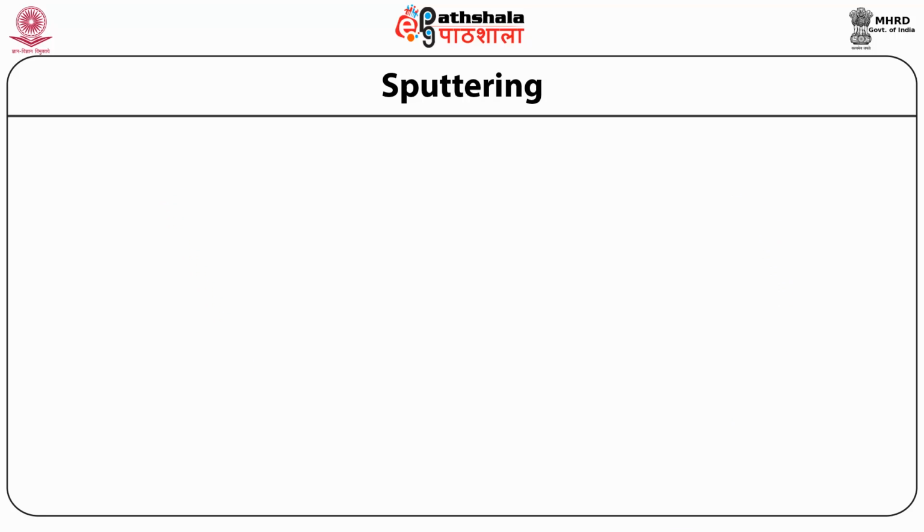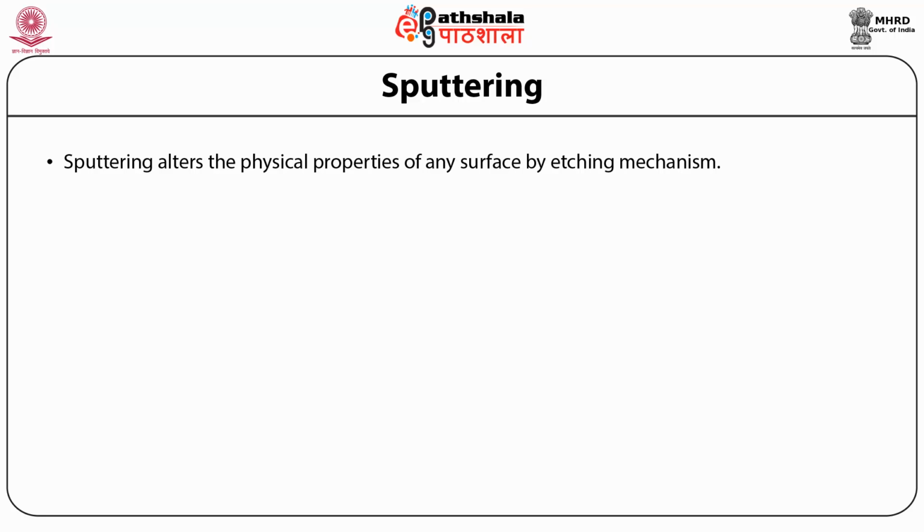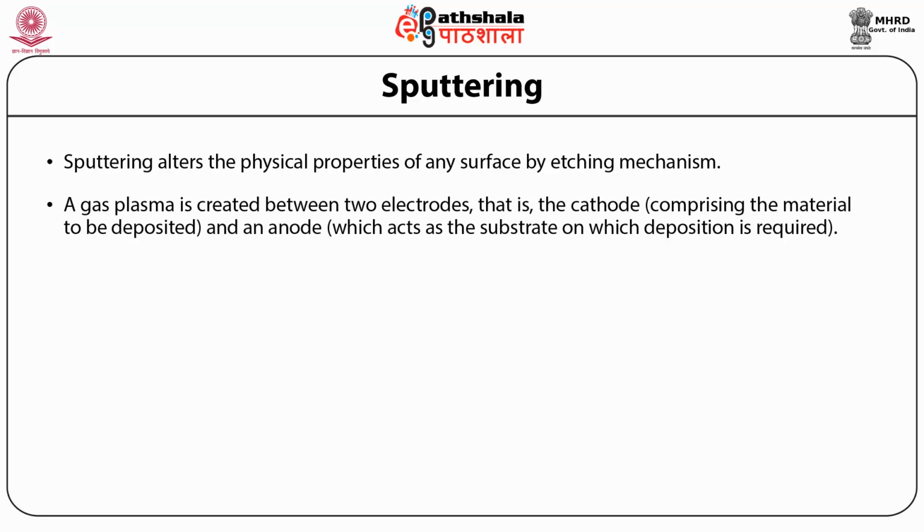We next move on to study the sputtering process. Sputtering alters the physical properties of any surface by etching mechanism. A gas plasma is created between two electrodes. That is, the cathode, it comprises the material to be deposited, and there is an anode which acts as the substrate on which deposition is required.